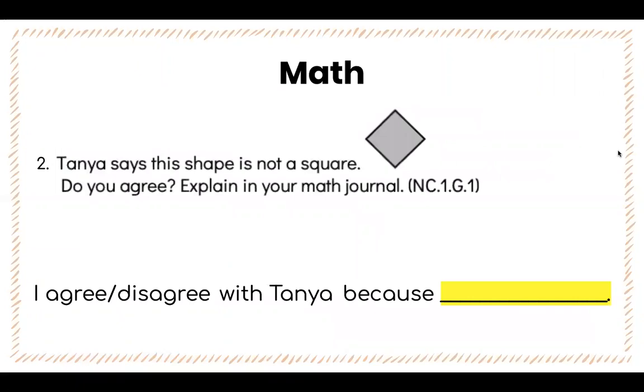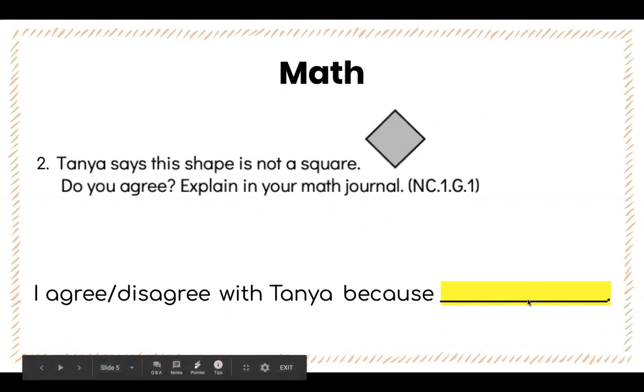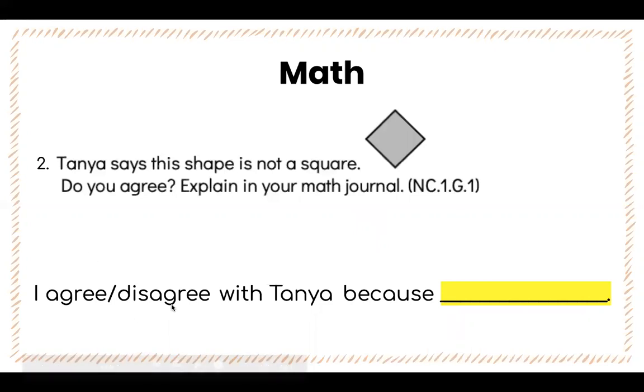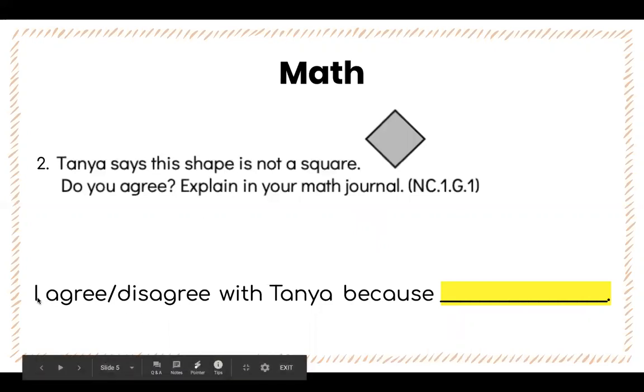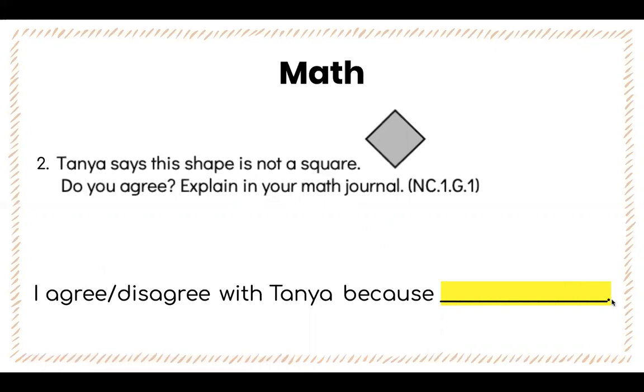For your second activity in math, number 2, it says, Tanya says this shape is not a square. Do you agree? Explain in your math journal. So you're going to copy down the sentence starter, but when you copy it down, you only need to say, I agree, or I disagree with Tanya because. You do not need to write both of these. Make sure you have a capital letter in the beginning and a period at the end of your sentence. So do you agree that it's not a square, or do you disagree that it is a square?